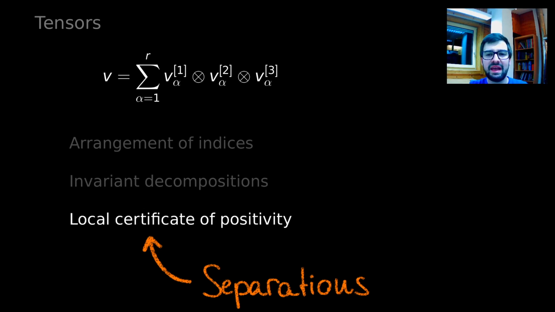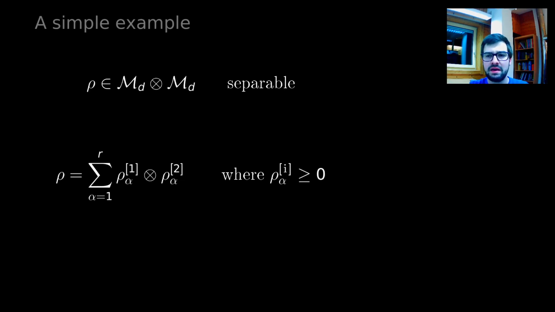So let me elaborate on that a little bit more using one very simple but representative example. Let's consider the tensor product space of matrices. And one very relevant notion of positivity in this context is the cone of separable matrices. So a matrix is called separable if it can be written as a tensor decomposition where all its constituents are themselves positive semi-definite. So this is in fact an example of a locally positive decomposition.